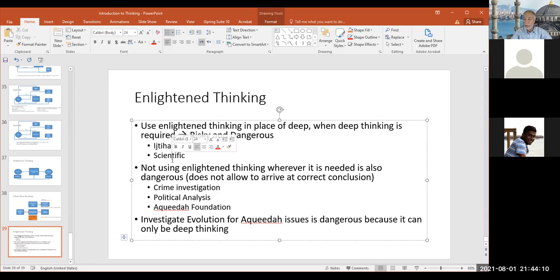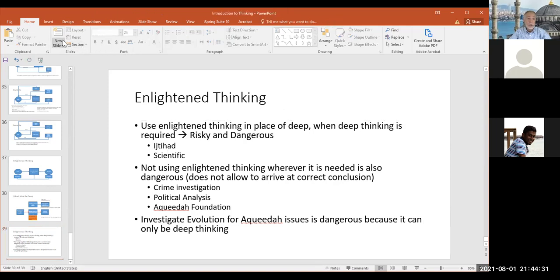Similarly, scientific thinking does not qualify to arrive at Aqidah, because it's deep and Aqidah requires enlightened, and as I will be talking about next time, inshallah. So this is the essence of enlightened thinking. So the enlightened thinking in a conclusion.